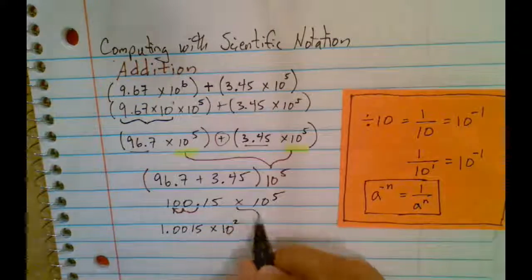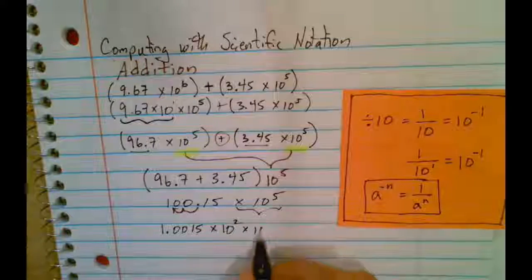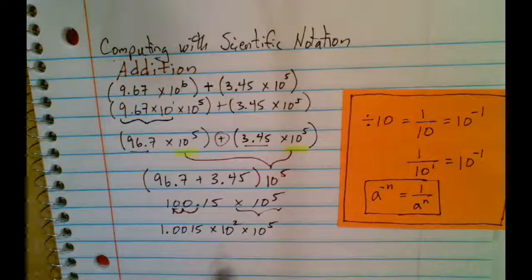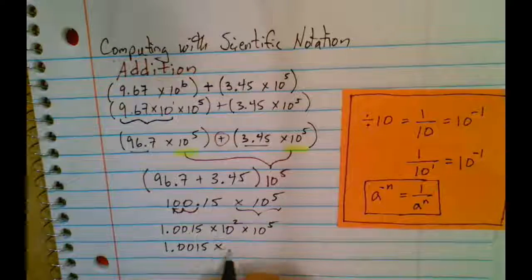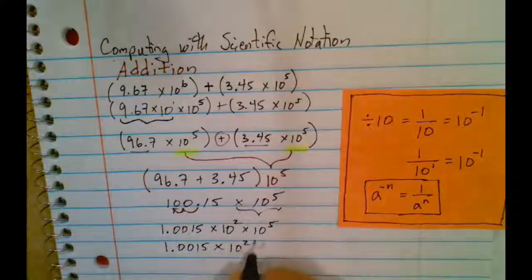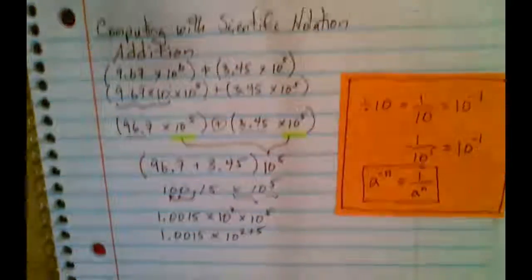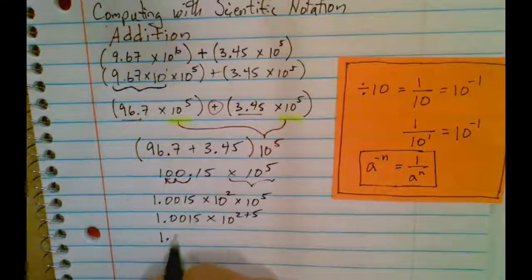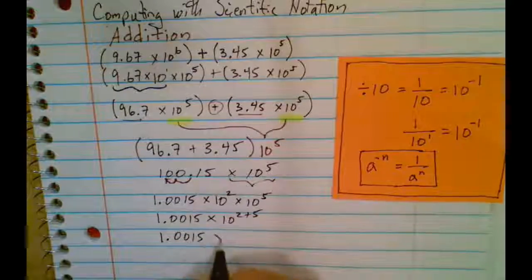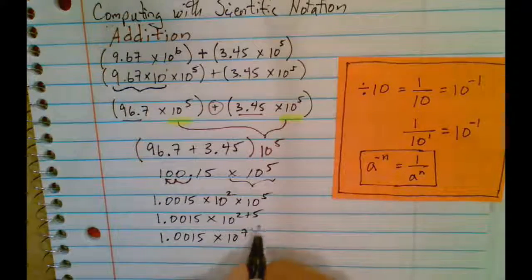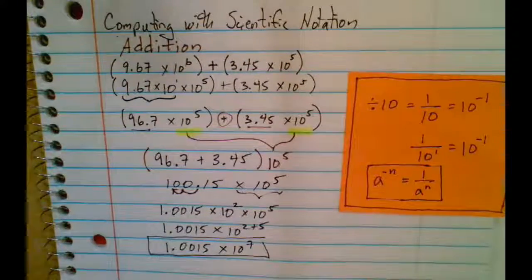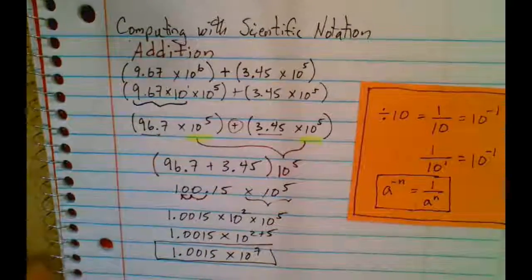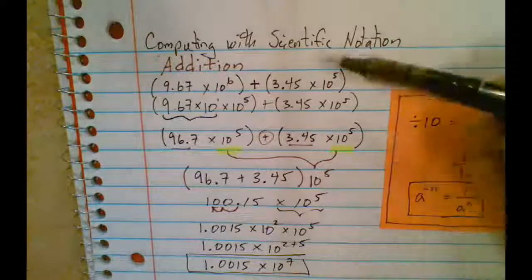Then I bring down this last part, times 10 to the 5th power. Multiply same base, add the exponents. Looks like we're about two steps away. Same base, add the exponents, and we're finally at the end. And there's our answer. Was it a few steps? Yes, but remember, we took the time to go through each step carefully.